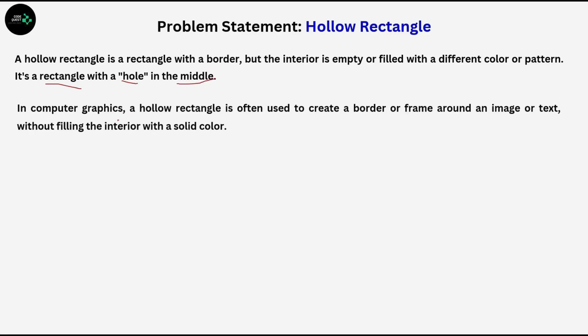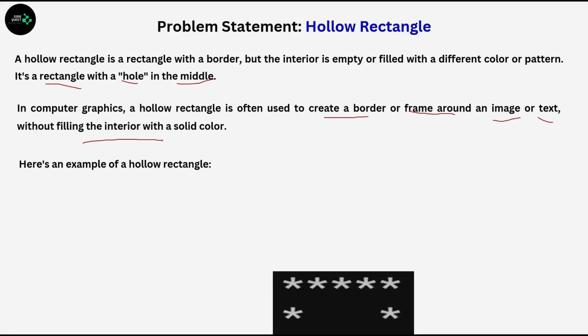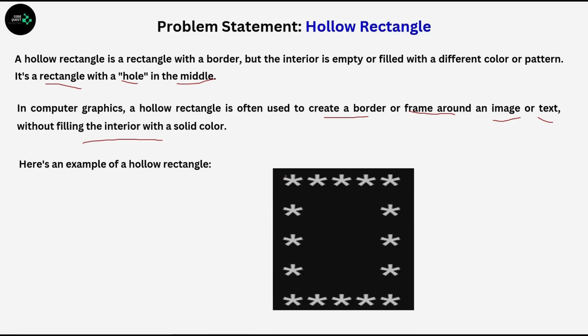This hollow rectangle is often used in computer graphics to create a border or a frame around an image or a text without filling the interior with a solid color. So here is an example of a hollow rectangle. We can see here the border is filled but the interior is completely empty.